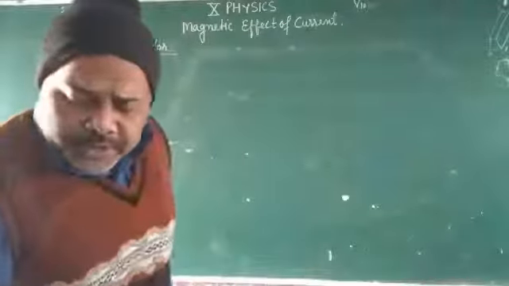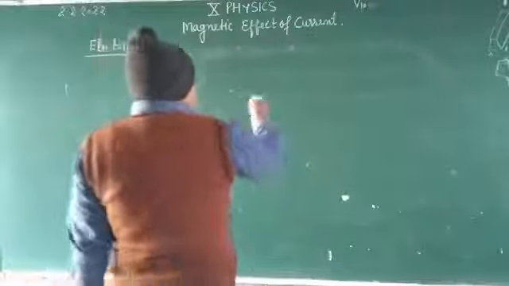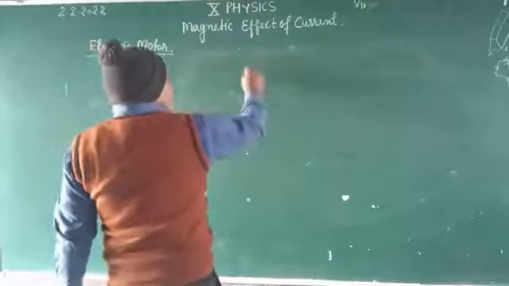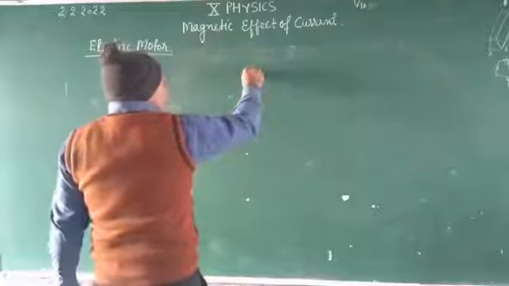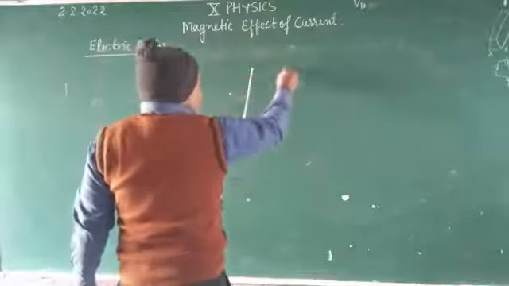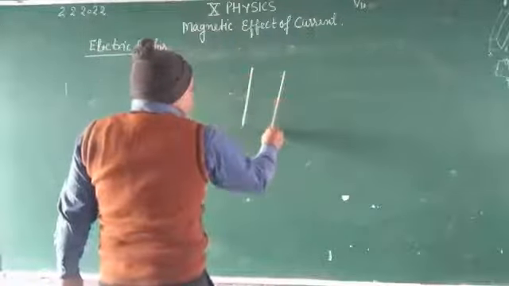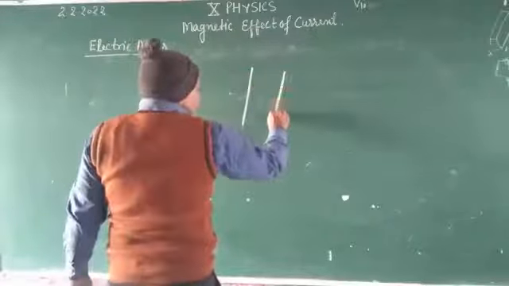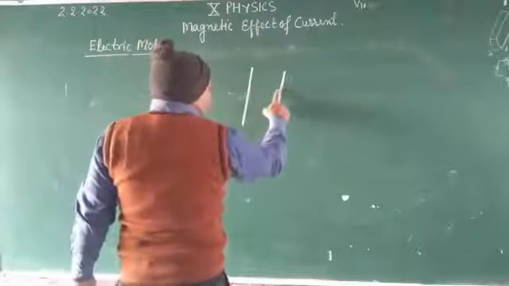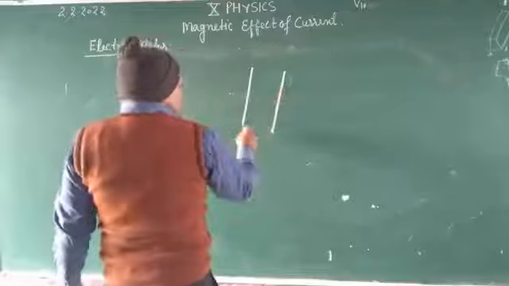Now you will see here the diagram. First of all, we make here a rectangular coil, which is called the armature. This is a rectangular coil. Why is it called rectangular? Because the shape is in rectangle form.